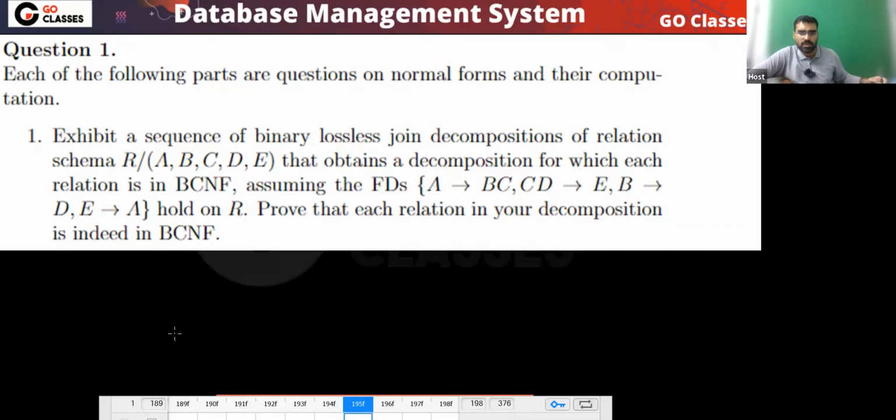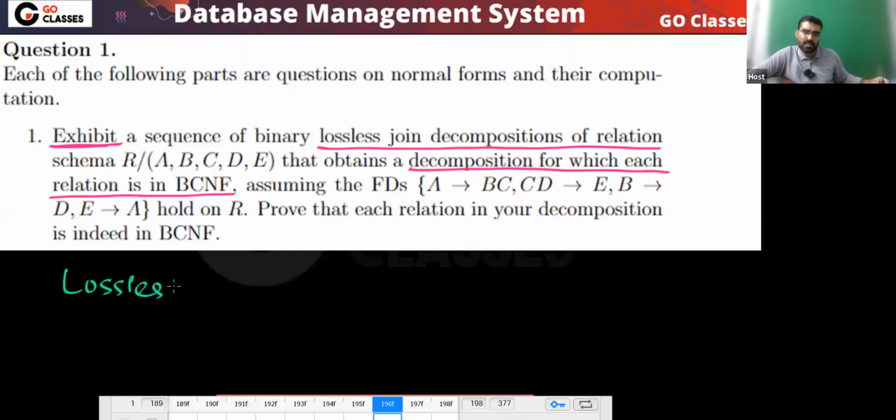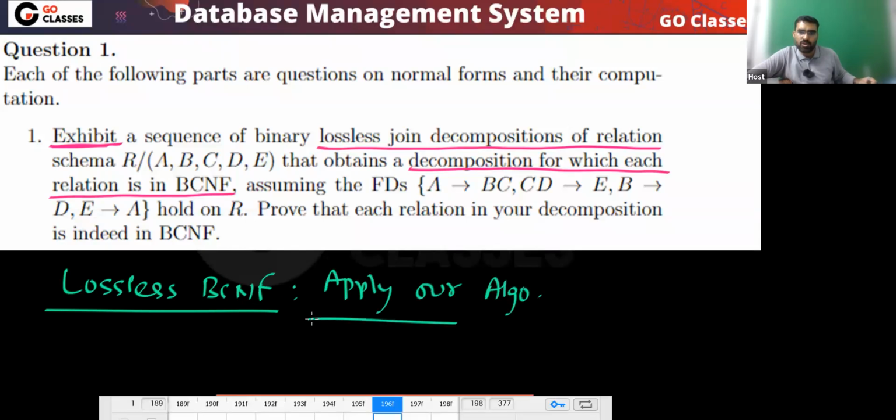See this question. The question is saying that A, B, C, D, E are the attributes. Now the question is asking you to give a sequence of binary lossless join decompositions into BCNF. You have to make sure that all of them are in BCNF, so the decomposition should be lossless and in BCNF. If you want lossless BCNF, then you can apply our algorithm. Here the functional dependencies are given to you.